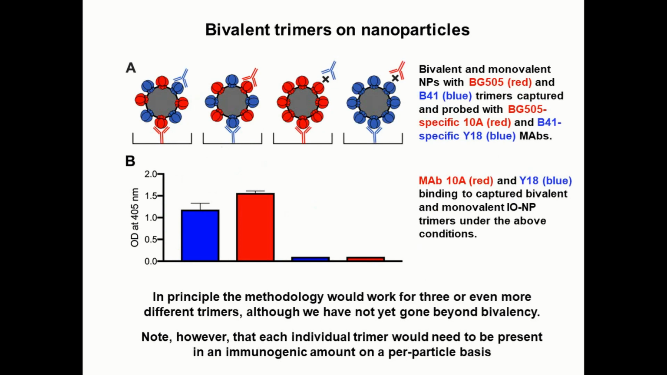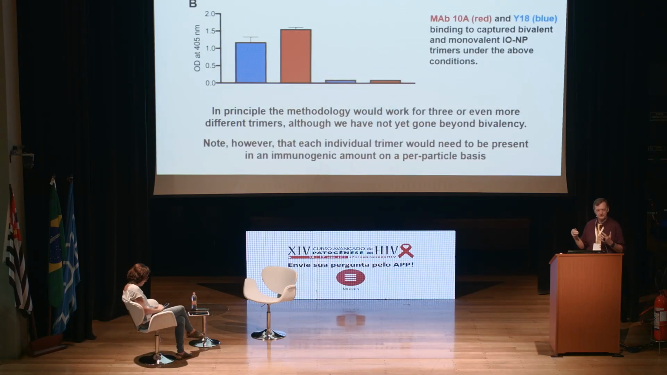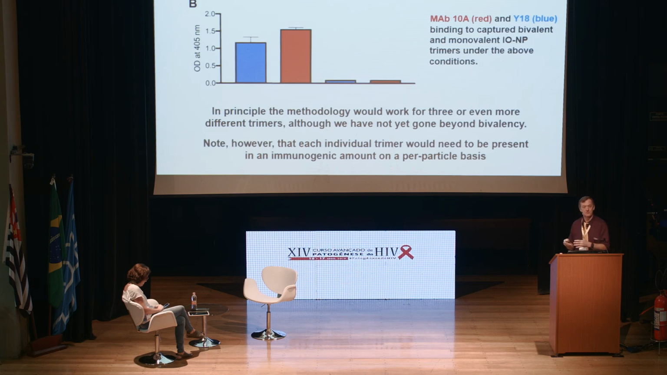We can put 2 trimers on the same particle. We can put a red trimer and a blue trimer on the same particle and detect them by a red-specific antibody and a blue-specific antibody. And you only get a signal in the ELISA in these circumstances where you capture with one and detect with the other. Otherwise, you don't get a signal. So we can couple 2 trimers to the same particle. We can probably do 3. We might be able to do 4. And bivalent particles might be useful.